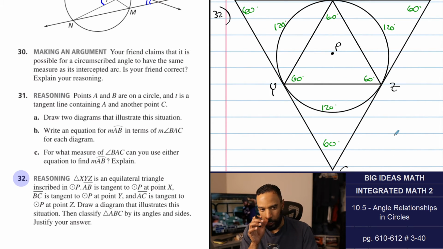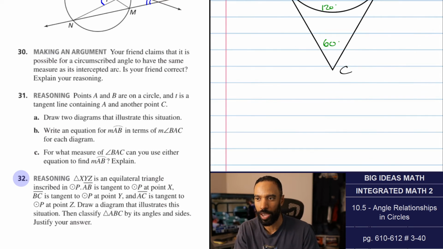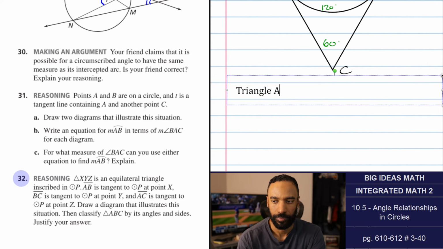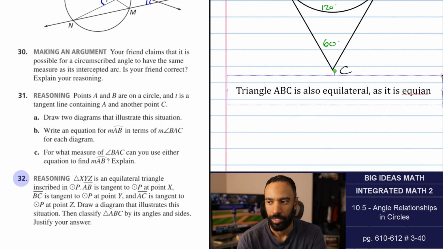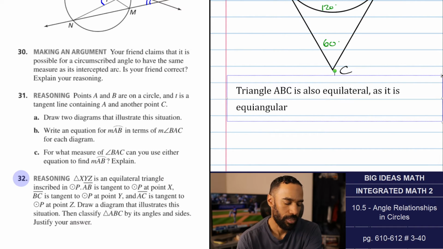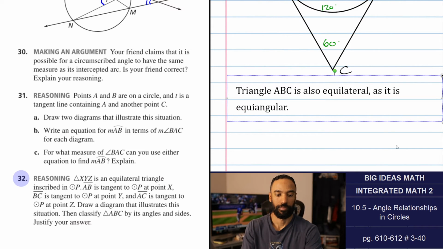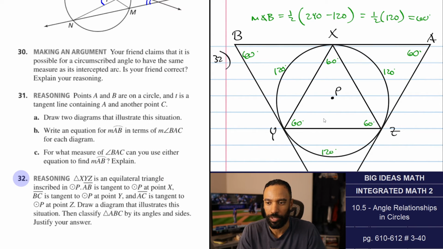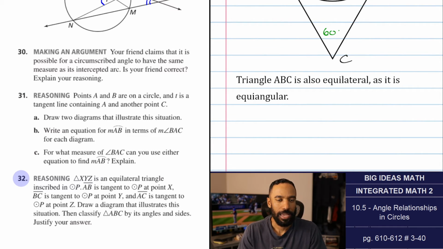So triangle ABC is also an equilateral triangle because it's equiangular, using the theorems. Anyway, yeah, so equilateral, equiangular, same kind of thing. But that's the drawing. That's what it'll look like. Okay, got 8 more problems to go.